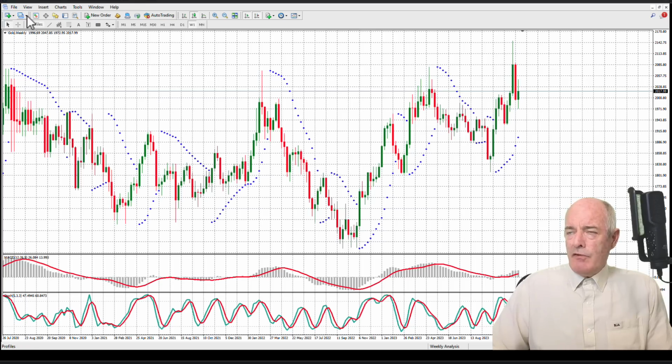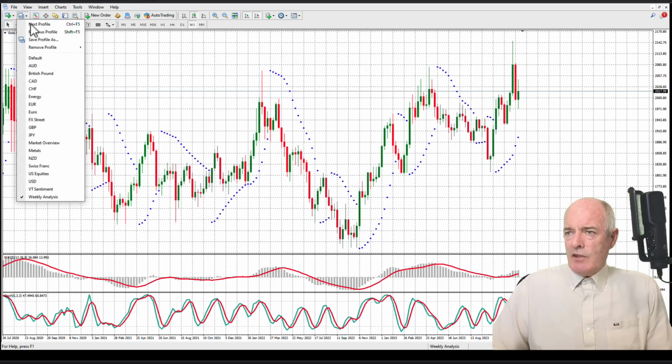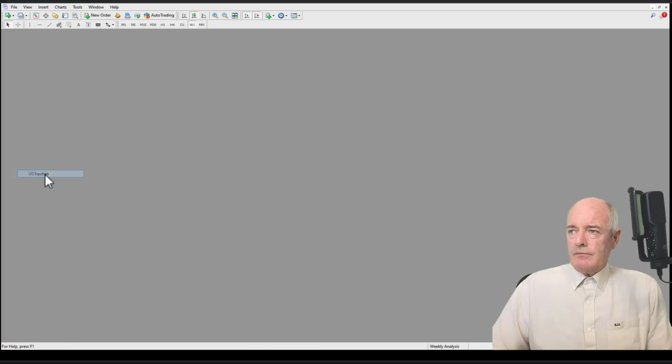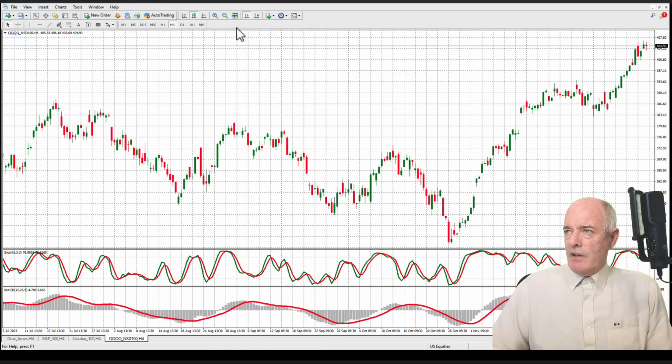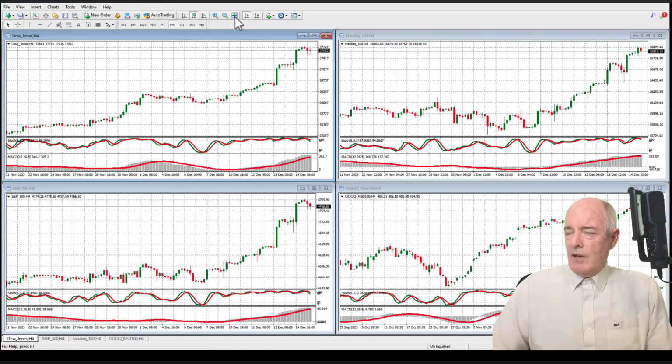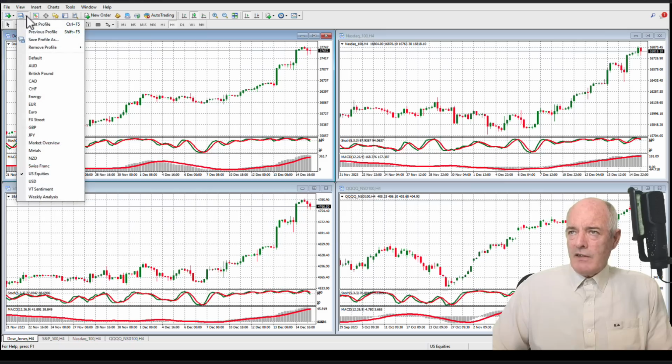So if I change profiles now, let's go to one called US Equities. And that's exactly what it is. This is a profile of US equities. It has the Dow Jones, it has NASDAQ, it has NASDAQ Trust, and it has the S&P 500. So that's my profile for US equities. And you can see down here in the bottom where the name of the profile is situated. If I want to change profiles, this does not affect your templates at all.